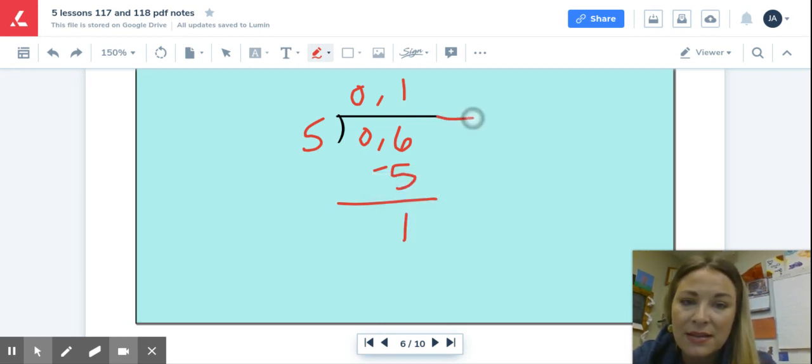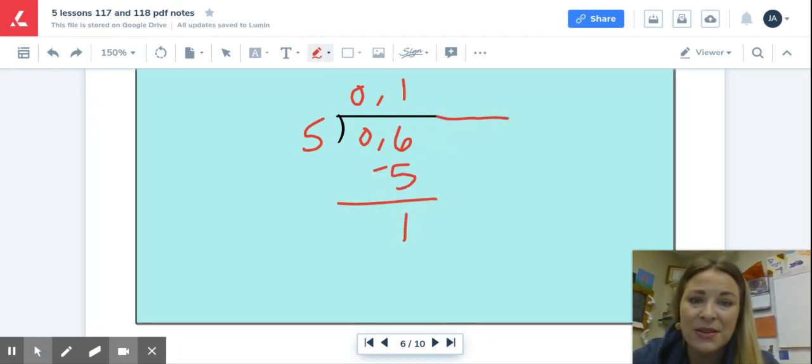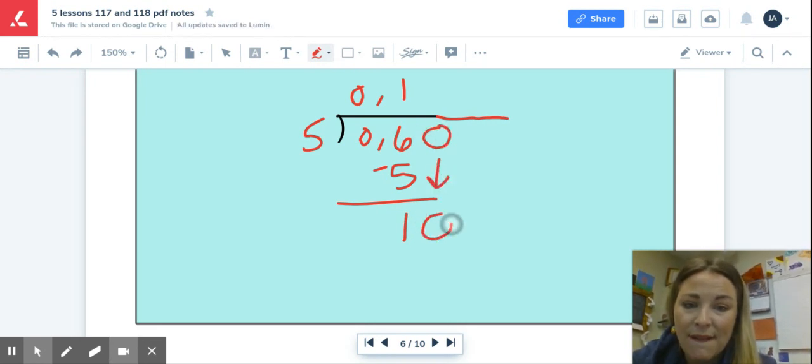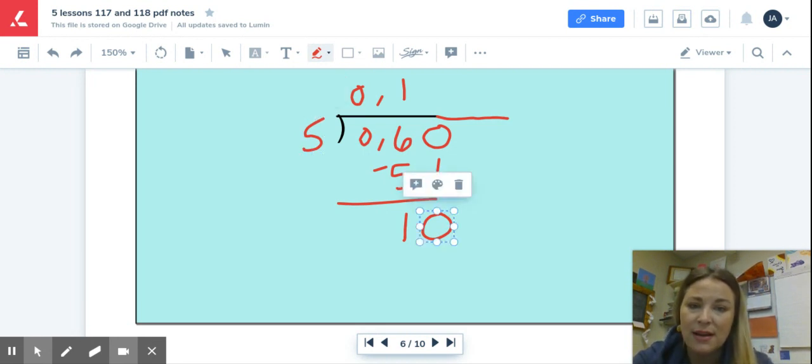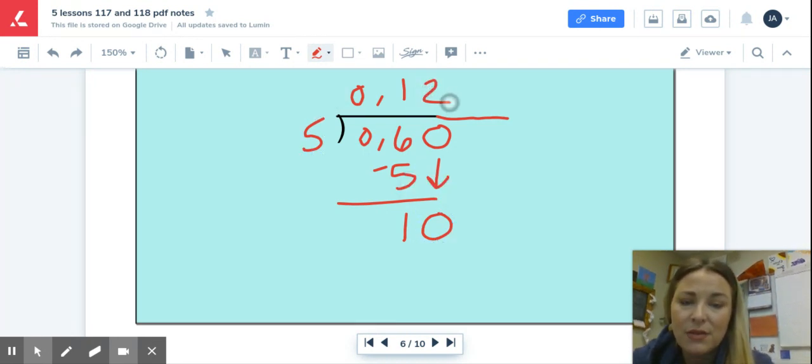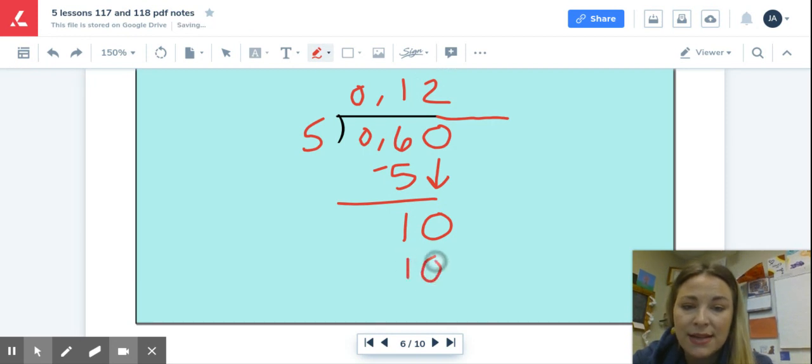And that means I gotta add in some zeros. So I'm gonna add in a 0 here and drop it down and keep going until I reach 0 on the bottom. So now can 5 go into 10? Yeah. 2 times, and that is in fact 10, and now I've reached 0.